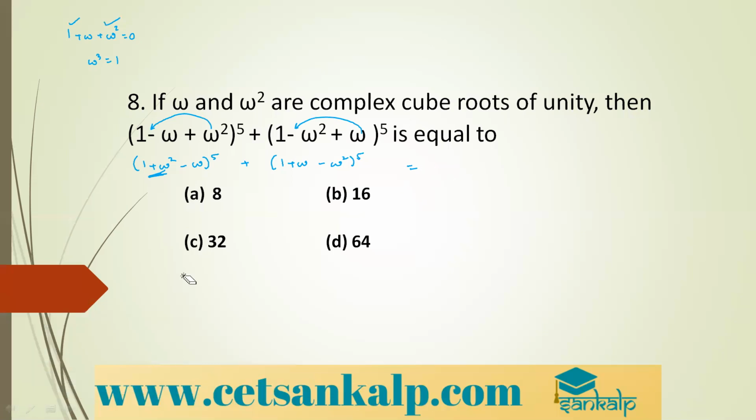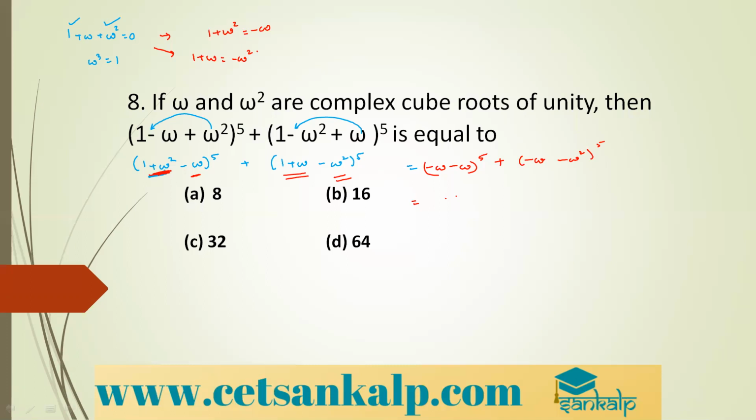See here, what I did is, let me be more clear. From this formula, I wrote 1 plus omega square is minus omega. So 1 plus omega square, I wrote minus omega, but this minus omega is also there, whole power 5. Plus, similarly, 1 plus omega, from this formula only, 1 plus omega will be minus omega square. So I will write minus omega square, one more minus omega square, whole power 5.